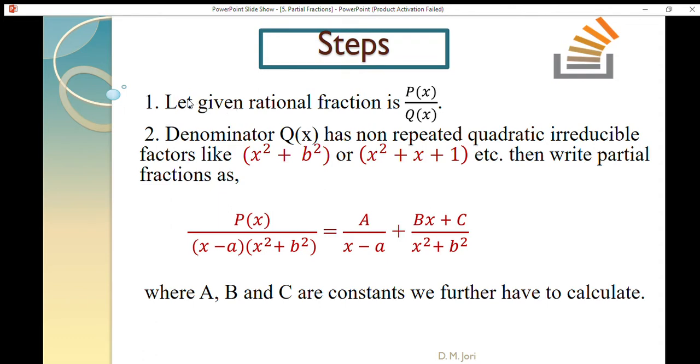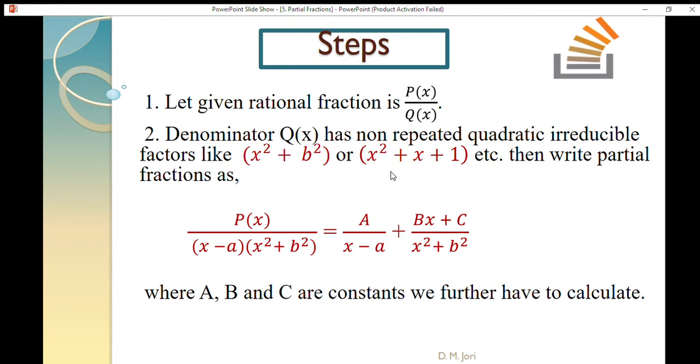You first have to identify which type of fraction it is. Let the given rational fraction be of the type p(x) upon q(x), where both numerator and denominator are polynomials in x. Now in that given rational fraction, if your denominator q(x) has non-repeated, quadratic, irreducible factors, these are three different words. Factors are of the form x square plus b square, or they can be x square plus x plus 1.